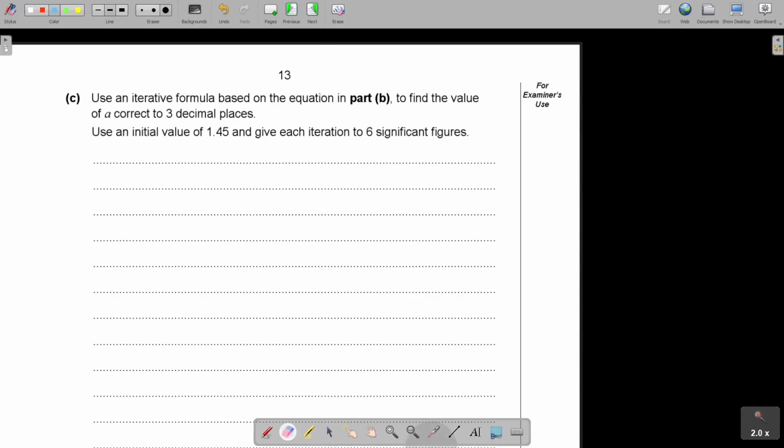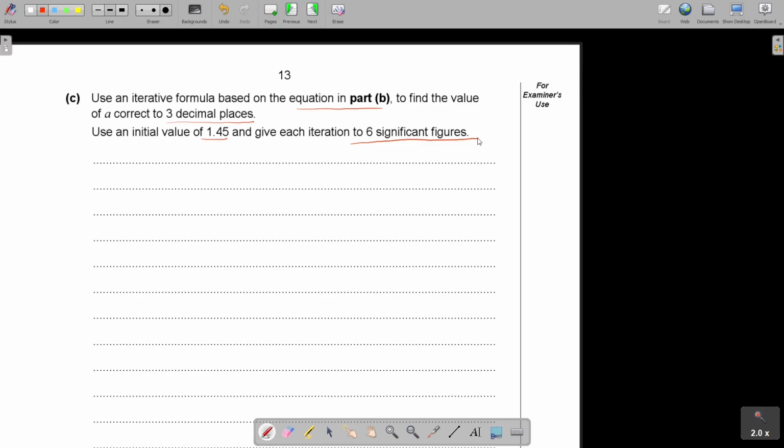Question number C. Use an iterative formula based on the equation in part B. This is very important. To find the value of A correct to 3 decimal places. Use an initial value of 1.45 and give each iteration to 6 significant figures. Okay. Now, it's always that they will tell you what formula you must use.